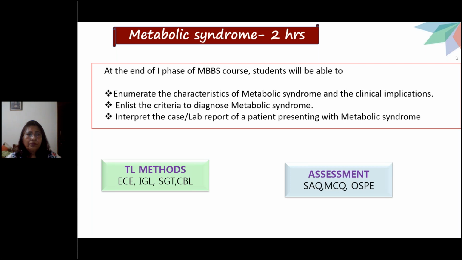Next is metabolic syndrome, which will be for 1 hour. The SLOs will be, at the end of first MBBS, students will be able to enumerate the characteristics of metabolic syndrome and the clinical implications, enlist the criteria to diagnose metabolic syndrome, and interpret the case or laboratory report of a patient presenting with metabolic syndrome. TL methods will be ECE, IGL, SGT, CBL. Assessment will be by SAQs, MCQs, OSPE.